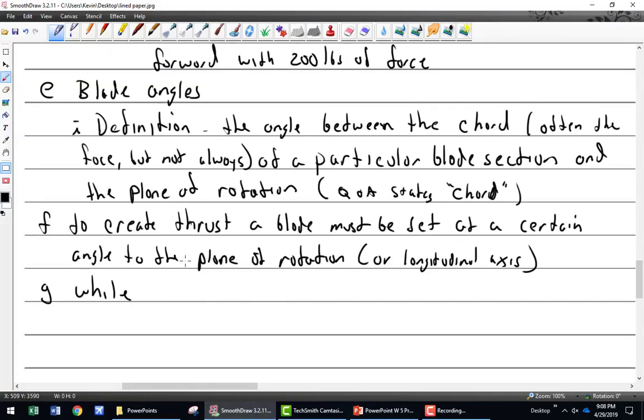All right, something about while rotating in flight. While rotating in flight, each section of the blade has a motion that combines the forward movement of the airplane with the rotary movement of the propeller. So two things are happening: one, the propeller is going around, and two, it's going forward.